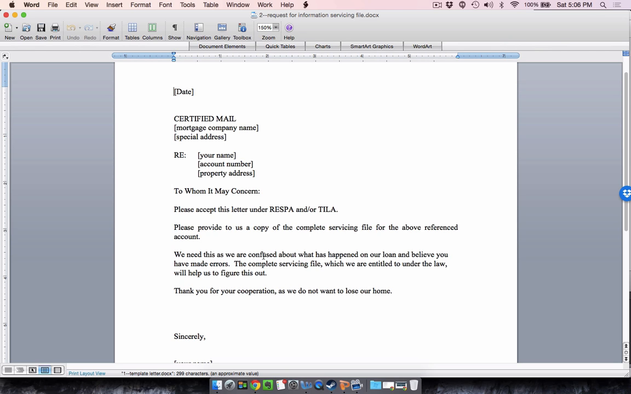So we need this as we're confused about what has happened on our loan, and believe you have made errors. Now, only leave that in if that's accurate. Obviously, change whatever you need to change. The complete servicing file will help us figure this out. Thank you for your cooperation.